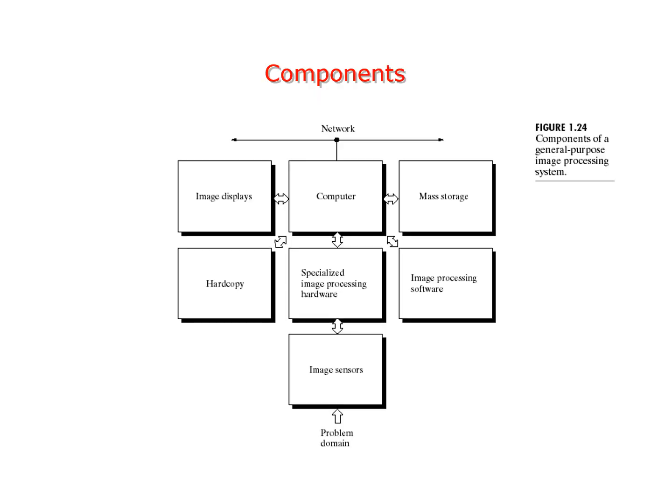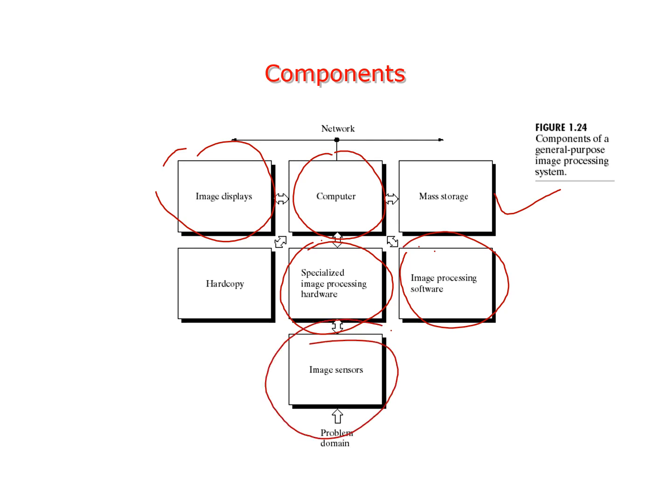Okay, so these are the basic components of image processing. You can see here the display devices, then you have the computer, memory storage requirement, the printers, image processing hardware, image processing software, and these are the sensors, image sensors.